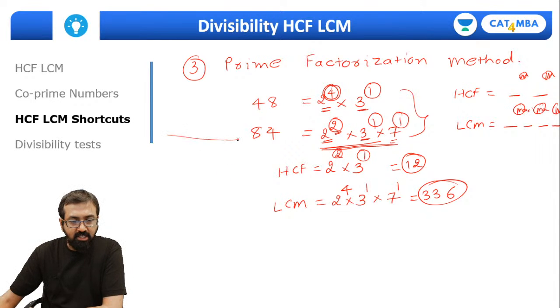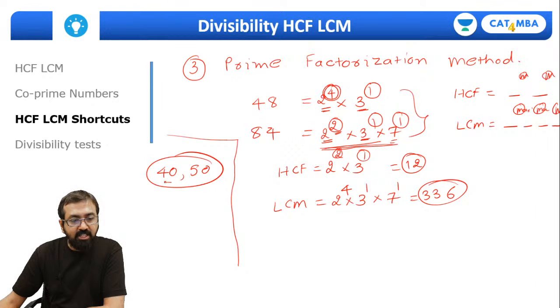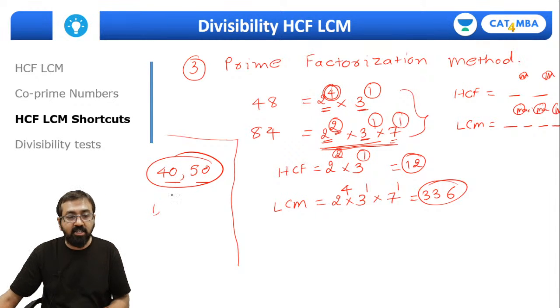Guys, just pay your attention in case you have any confusion about HCF. If I take two numbers 40 and 50, tell me, both 40 and 50 are divisible by which numbers? Can I say all the numbers are divisible by 1? So 40 and 50 both are divisible by 1. Same way, both of these numbers are divisible by 2.